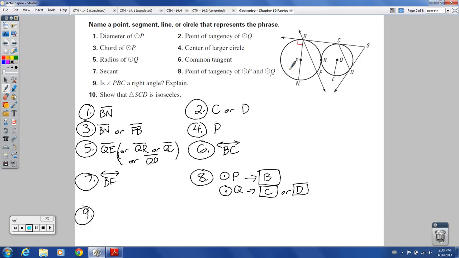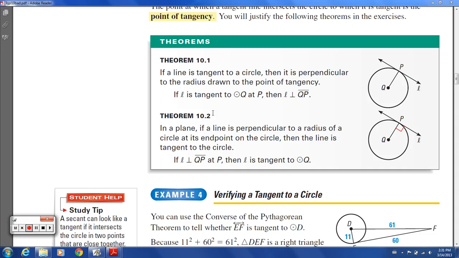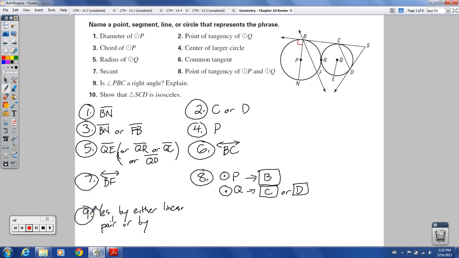Number 9 is PBC. PBC right here, is that a right angle? And explain? Well, I would say yes, for a couple of reasons. It shows us that that's perpendicular right here, so that means that would have to be perpendicular right there as well. So yes, you could say by either a linear pair or by the fact that this is a tangent point, and so there's a theorem that tells us that that would be perpendicular right there. And that theorem, theorem 10.2, is coming from the first lesson in this chapter, 10.1. Theorem 10.2 says if you have this line perpendicular to a radius of the circle, then it's tangent to the circle. So we could say either one of those reasons. I could say yes by linear pair or by theorem 10.2.